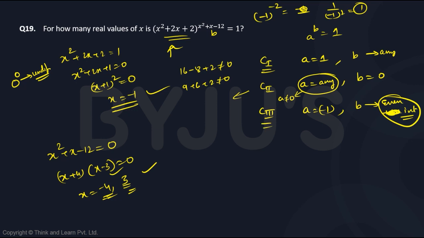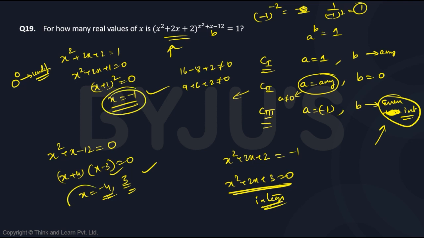And then finally the third case: x square plus 2x plus 2 equal to minus 1, or you get x square plus 2x plus 3 equal to 0. You will see that the roots are not integers. If the roots are not integers, then the power cannot give you an integer value. Therefore, the third case will have no answers. So you got 1, 2 and 3. Totally you have 3 answers. That is your answer.